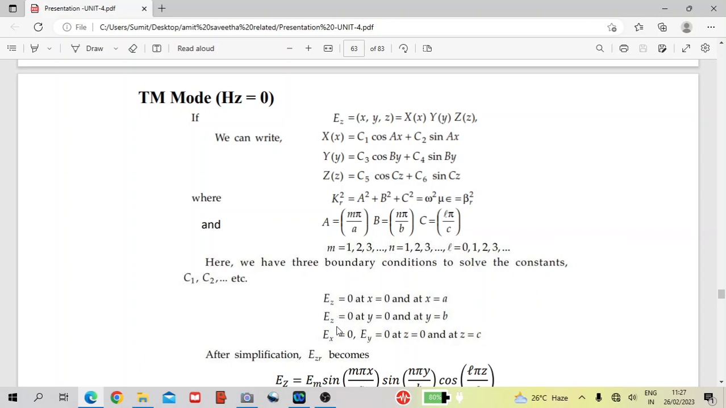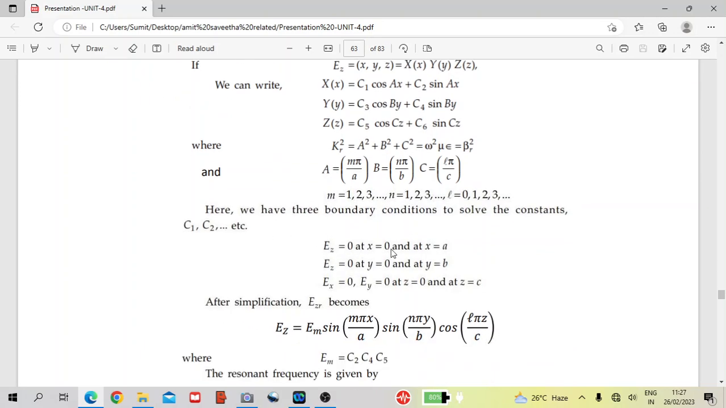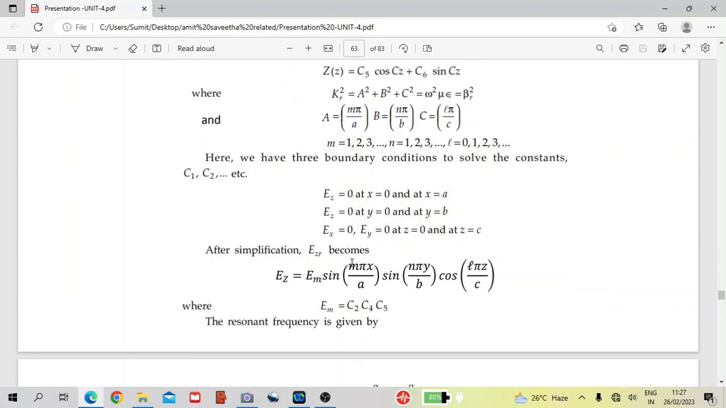So Ez is 0 at x equals 0 and x equals a, if you see that diagram. Ez is 0 at y equals 0 and y equals b. Ex and Ey are 0 at z equals 0 and z equals L, meaning the opposite sides, which close that rectangular waveguide. After simplification you should get it in this form. Here we are not showing the details because the line of logic is the same process.